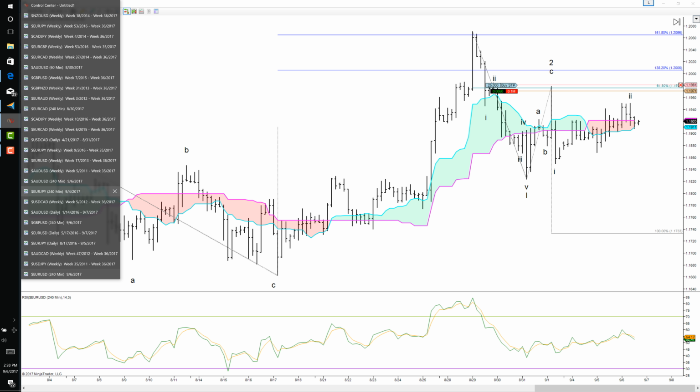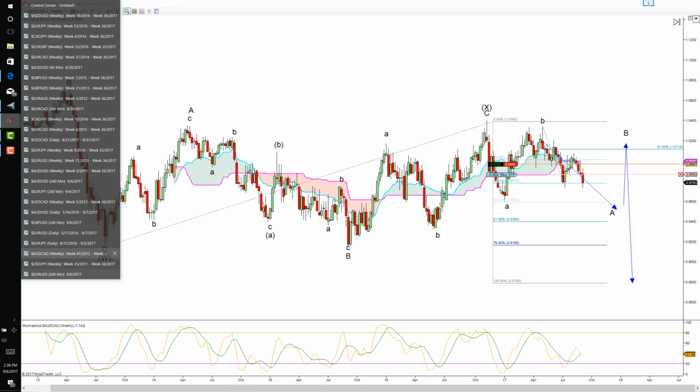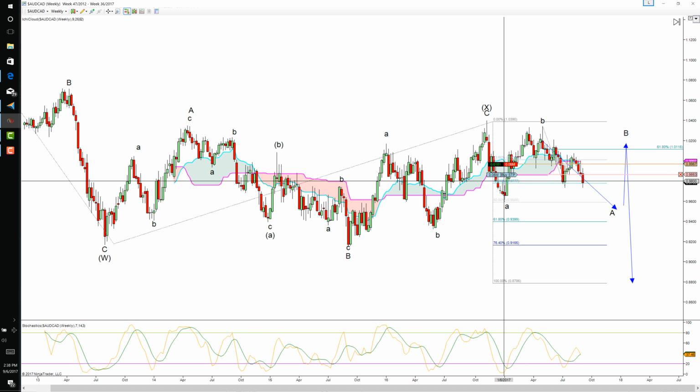Moving on to the Aussie CAD. Aussie CAD went in my direction, and it paid off handsomely. Yesterday, if you go back and look at my video, I believe I was up about 70 ticks. Right now, I'm up 182 ticks.